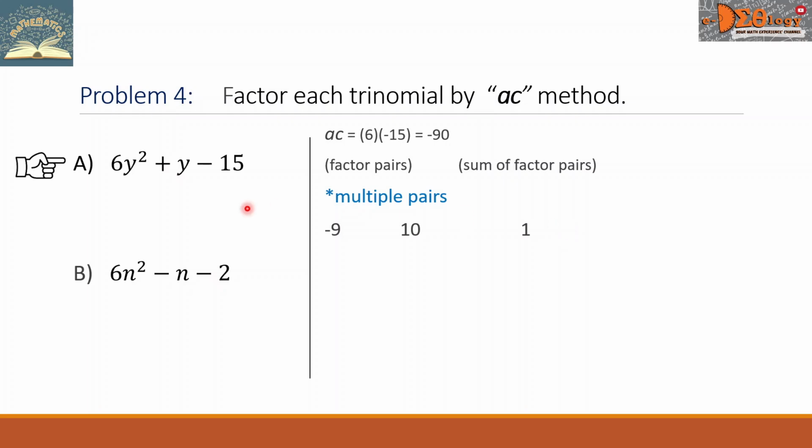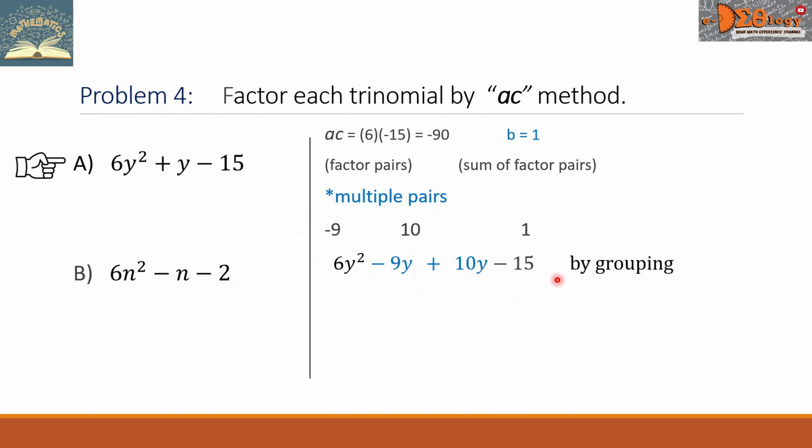Note that this 1 is the value of b, the coefficient of y. And the next step is we write again the trinomial, except in the middle term, we will split this using this factor pair. So we have 6y squared, the first term. This positive y now becomes -9y plus 10y. Then we copy the -15.